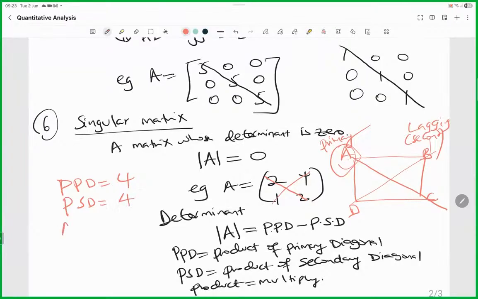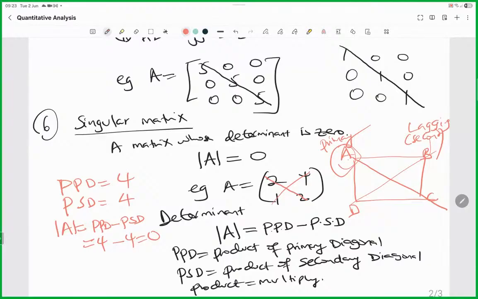You say the symbol of determinant is like this. You say determinant is PPD minus PSD. Product of primary is 4 minus 4. So 4 minus 4 gives me 0.